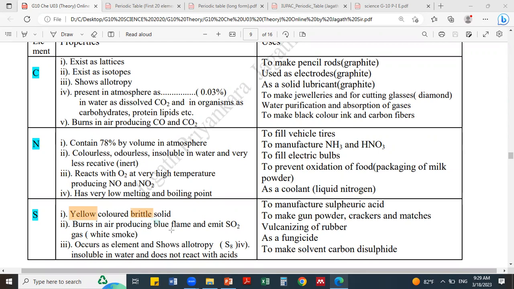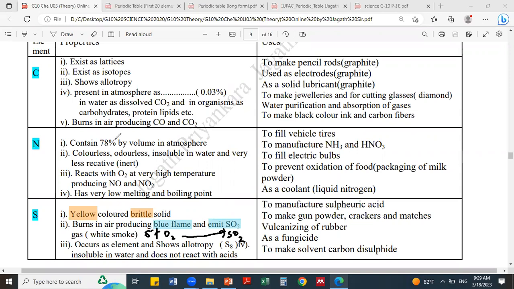Burns with blue flame and emits SO2. So if you write the reaction, that is white smoke. When you burn sulfur, it reacts with oxygen and produces what gas? Sulfur dioxide gas, which can lead to acid rain as well as is not good to inhale. Therefore, you should not burn sulfur in your school lab, other than for the teacher's demonstration.